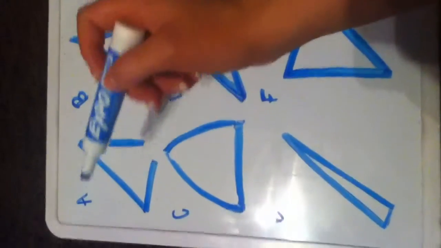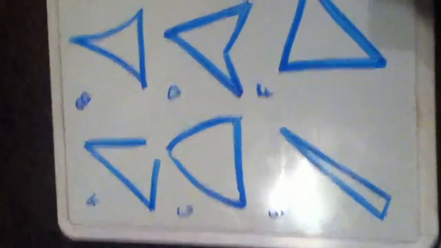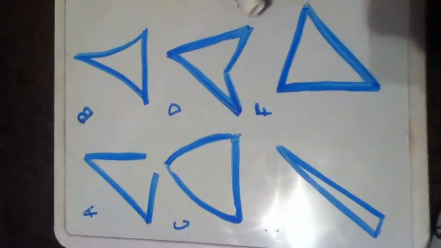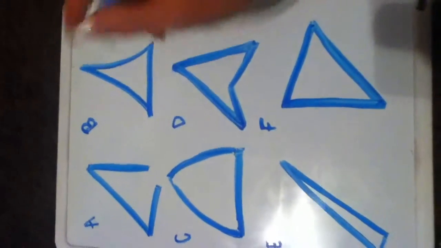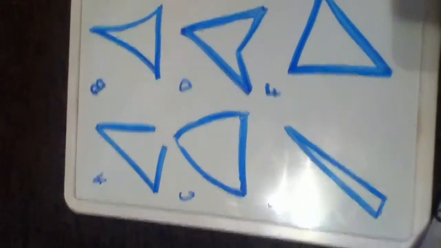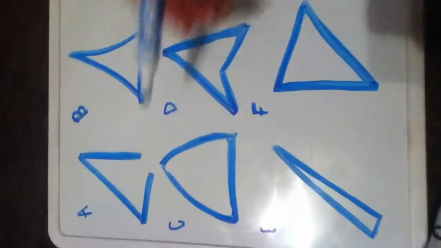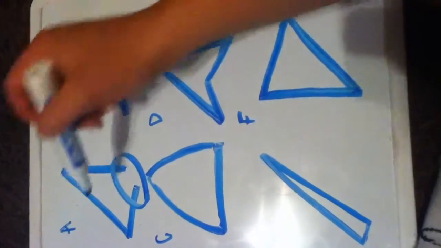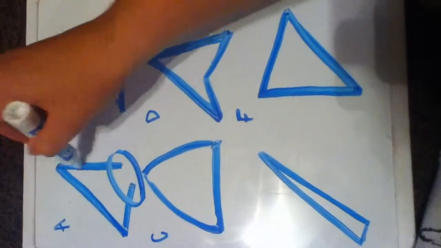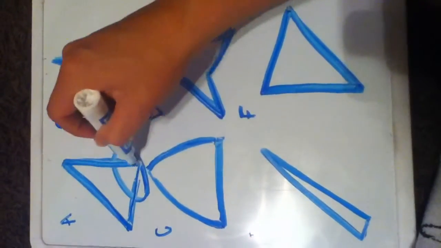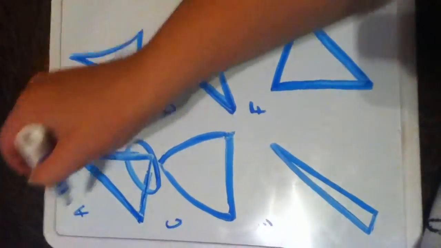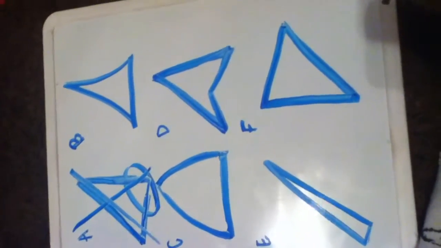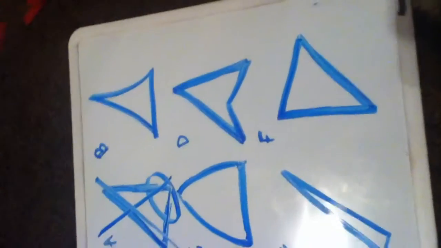So let's look at this first one. A, is this a triangle? No, it's not. Why is it not a triangle? It has 3 straight edges, but what's wrong with it? There's this gap right here, and so we know that in order for it to be a triangle, it has to connect all the way. Each side must connect and then have those 3 edges. So A is not a triangle. What about B? Why is B not a triangle?